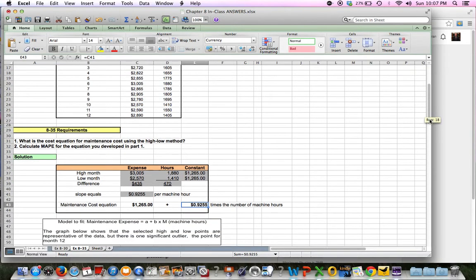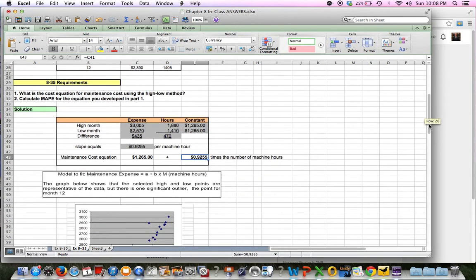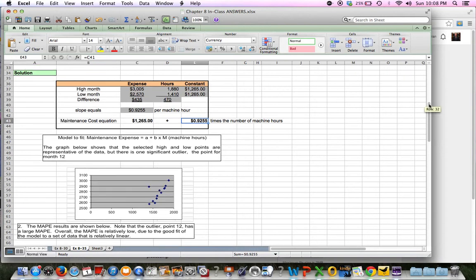So the model then, or the formula, is just that right there. And then if you were to graph it, you could see that this is what shows up right here. And it shows that point number 12 is an outlier. And you can see that it stands over here by itself. It's not in line with the other ones. So that was one thing to keep in mind too.